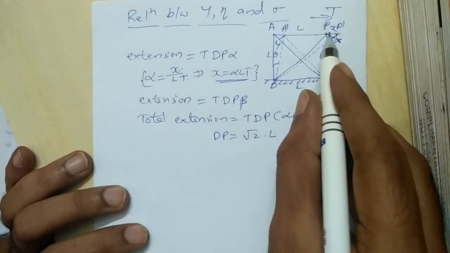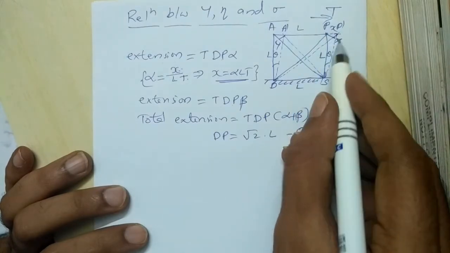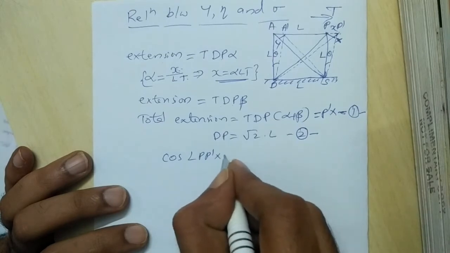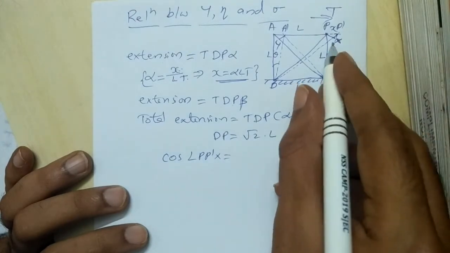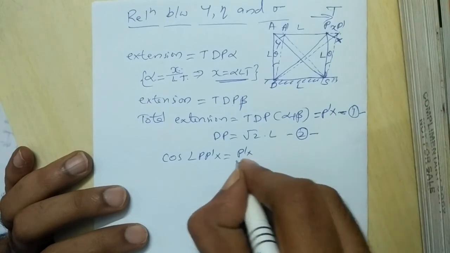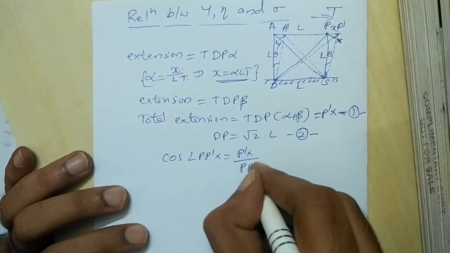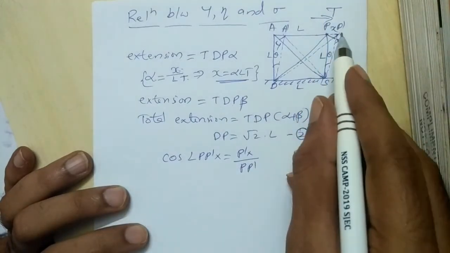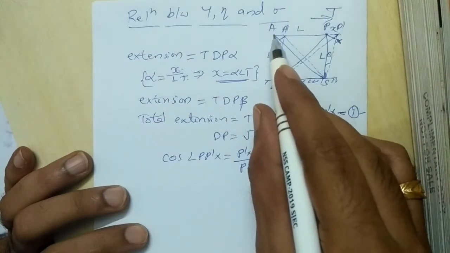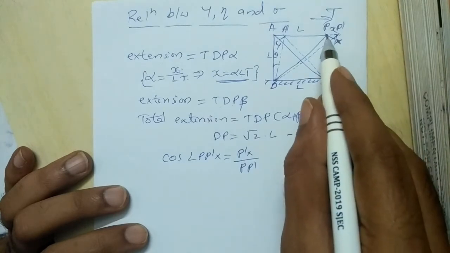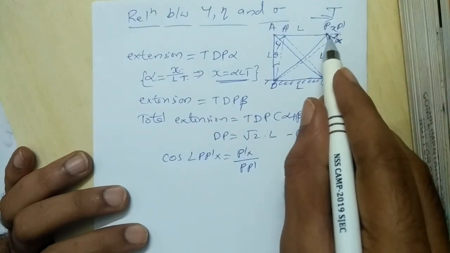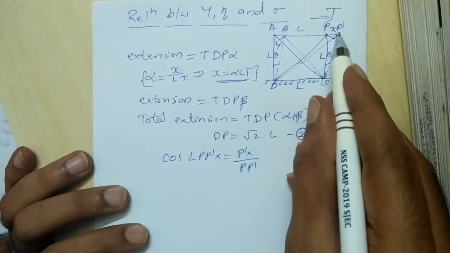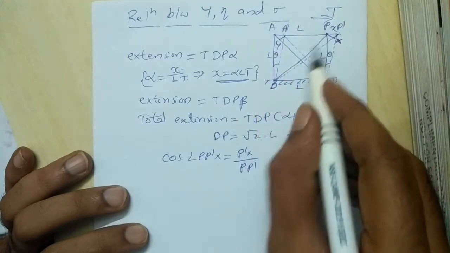Now once again, from this triangle PP dash x, we know that cos of angle PP dash x is equal to P dash x divided by PP dash. Once again, this angle PP dash x is the same as angle AP dash x. Since this extension x is very small, angle AP dash x can be written as the same as angle APD.